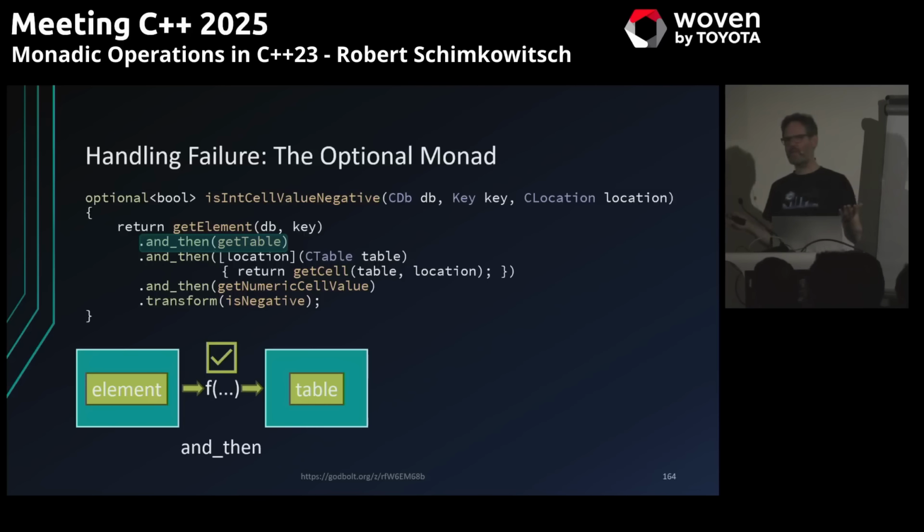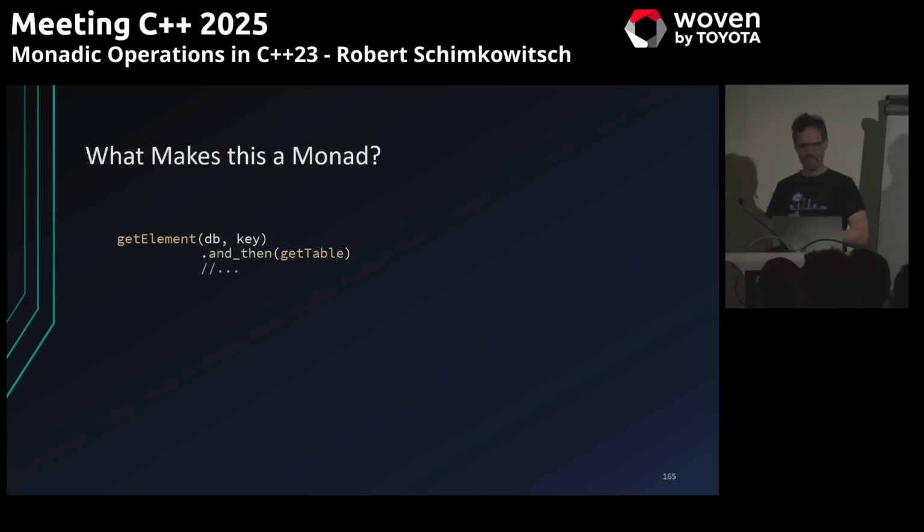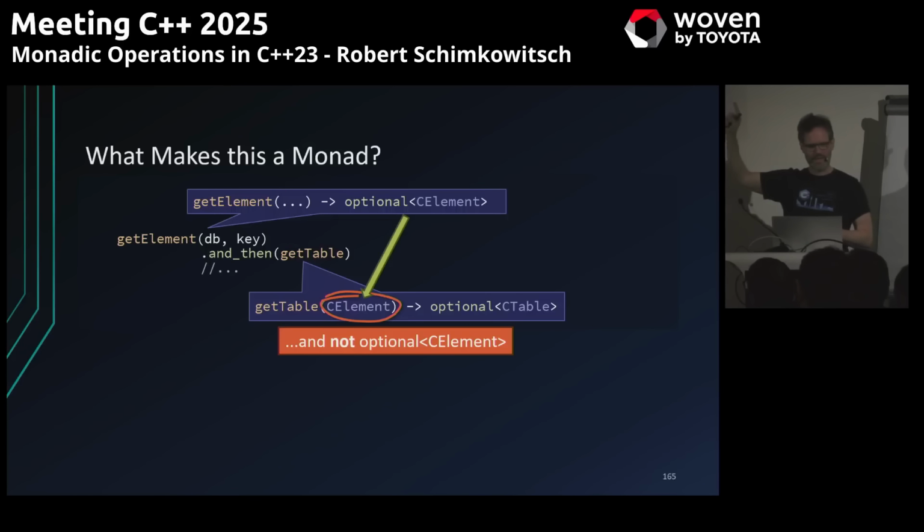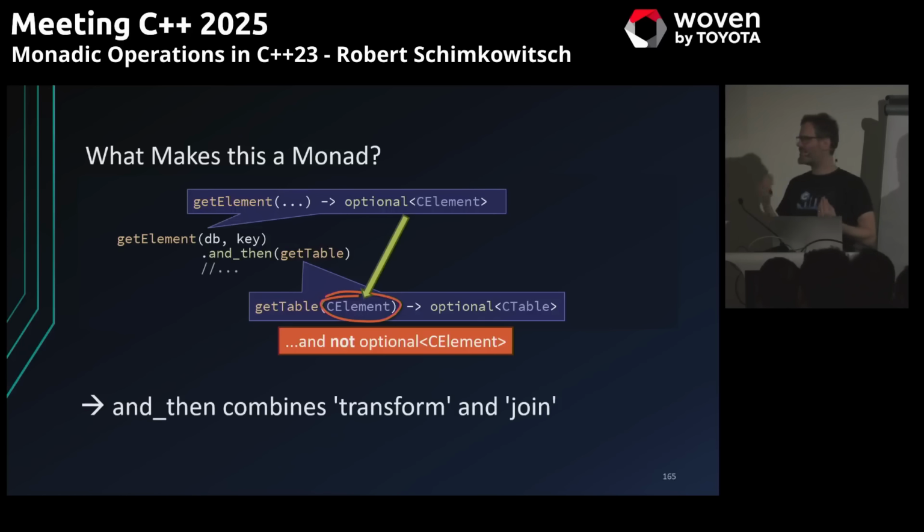Now let's assume that getElement succeeded and also getTable succeeded, so we have a table wrapped in an optional. Now, there's no join here, or is there? I mean, I don't see anything. So why do I call this a monad? When we look at the signatures of the functions, we might get an idea what's going on here. Because getElement returns an optional of the element, but getTable accepts just the C element, not an optional. So somehow we have unwrapped a level of nesting. And what actually happens is that and_then is exactly the function we talked about. It combines join and transform into a single function and does both things for us.